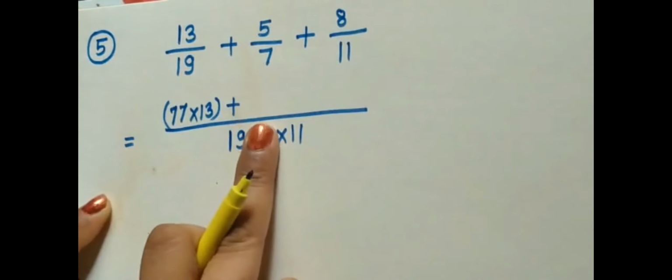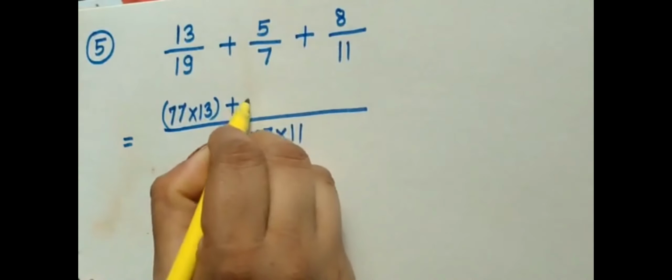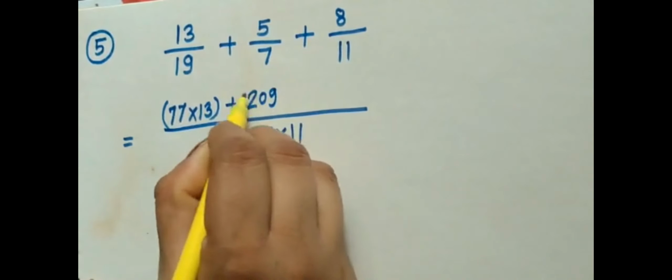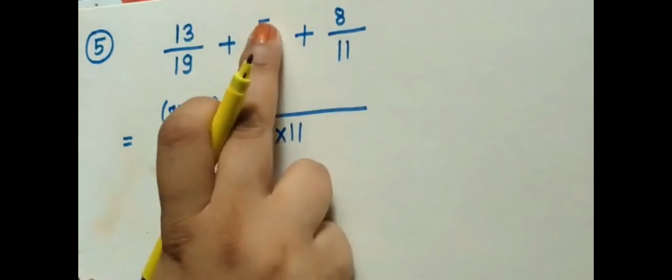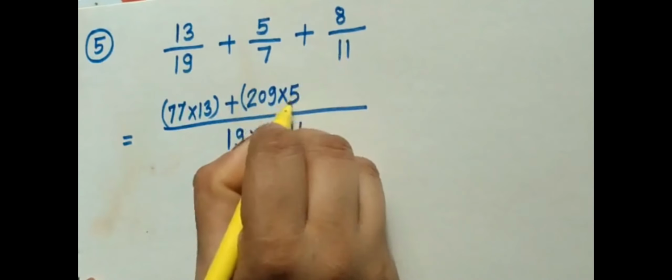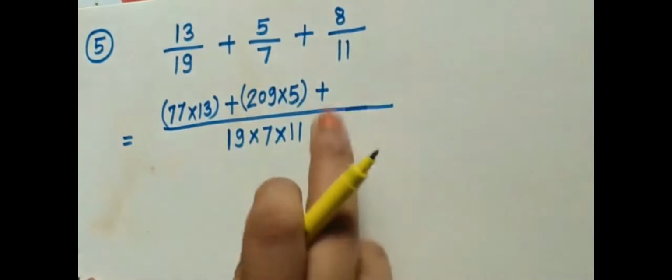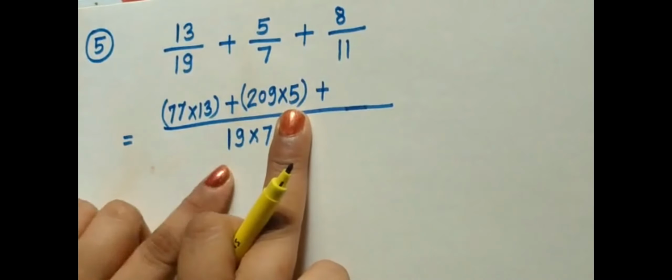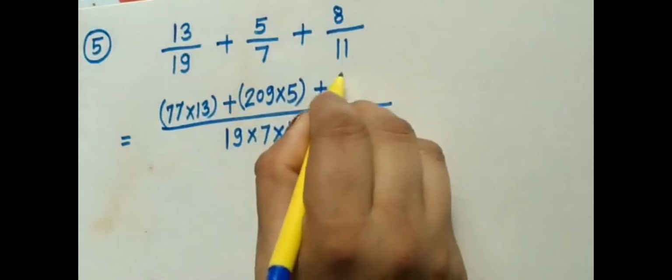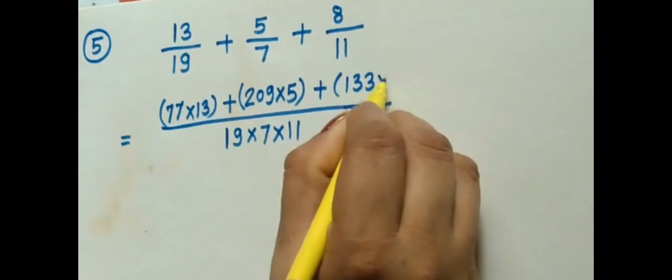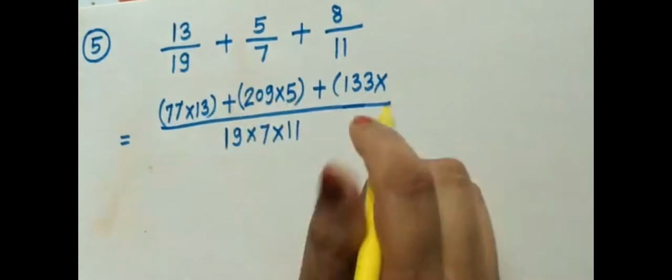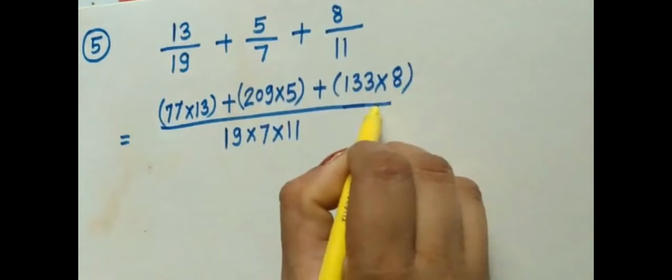Second fraction, we need to hide the 7, so it will give us 19 cross 11, that is 209. We need to multiply this 209 with the numerator 5. And for the third fraction, we need to hide this 11. When we hide this 11 here, we will get the 19 cross 7, that is 133. We need to multiply this 133 with the 8.